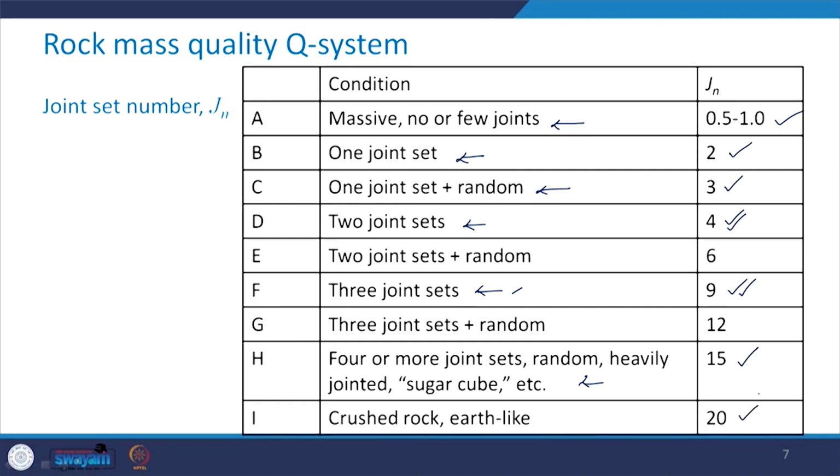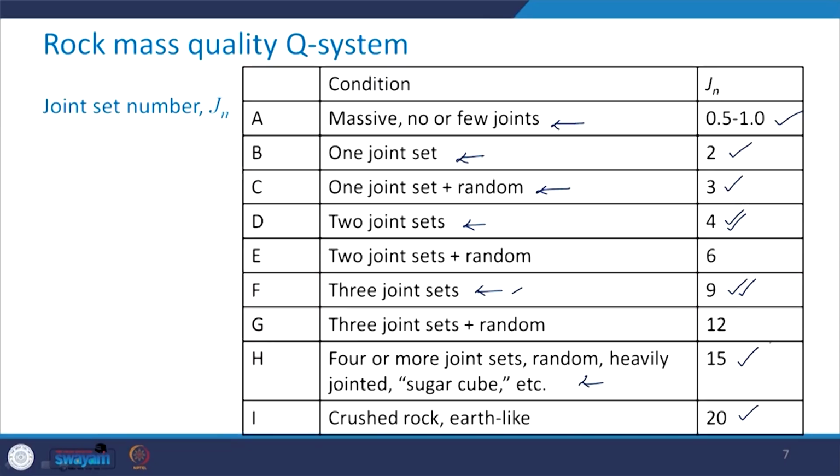So, as I mentioned to you that this joint set number is in the denominator of the first quotient, and I mentioned to you that the lower value will represent the better quality of the rock mass. So, that is how this table also shows that when this rating for Jn reduces in this direction, the quality of the rock mass is getting better.